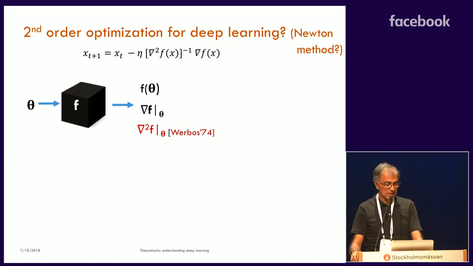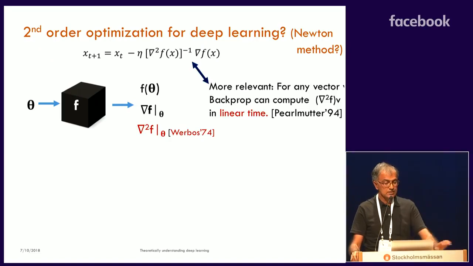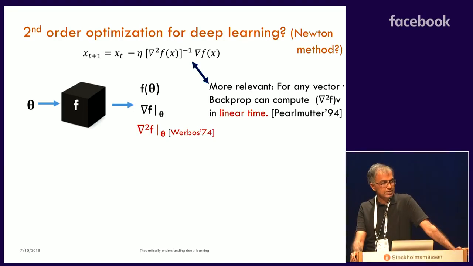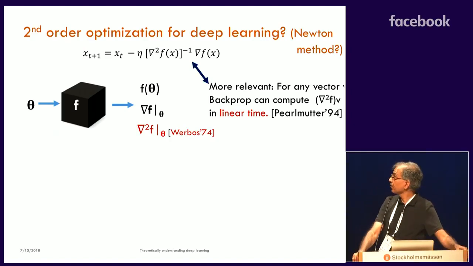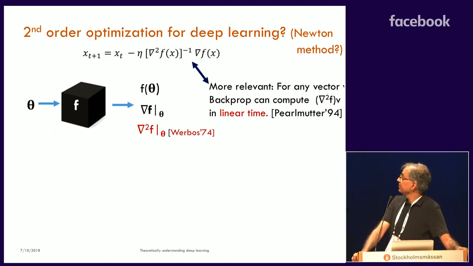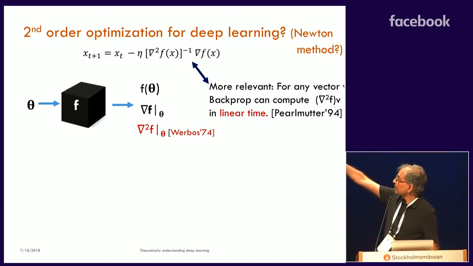So actually, in this black box, you can add the second derivative as well. And actually, more relevant for this, since we're interested in linear time computations because deep nets are so large, it turns out Pearlmutter showed in '94 that for any vector v, by backpropagating you can compute this matrix, the Hessian times the vector, this matrix-vector product, in linear time. So that's a very nice result, and that's going to be useful here.